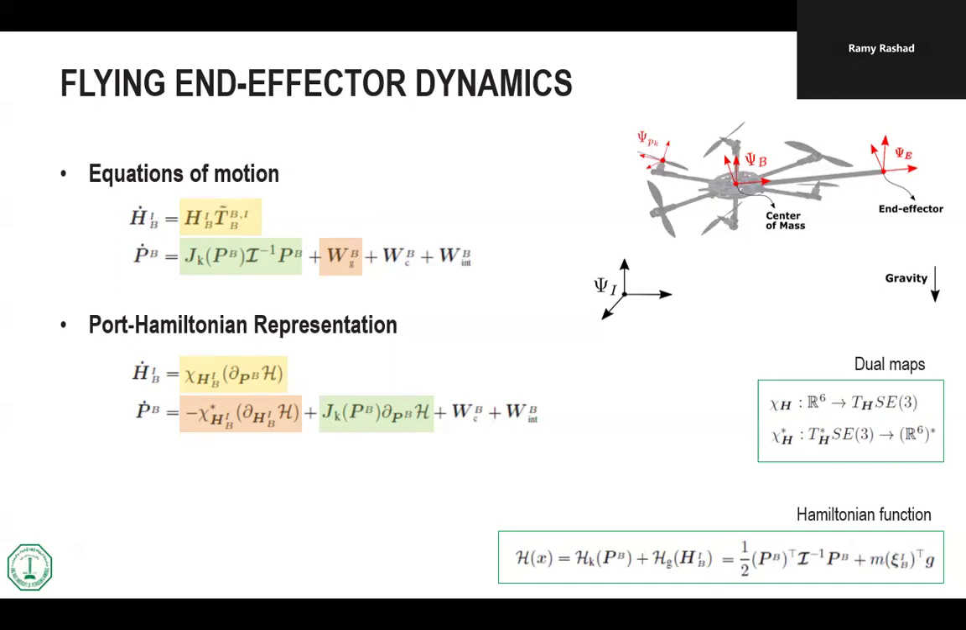But in the end, if you have the tools, there will be just some map chi h, and chi h star will be just the dual of this map that goes in the opposite direction. We're going to be using the first map here to represent this equation that corresponds to the kinematics. And the second one, what does this look like?